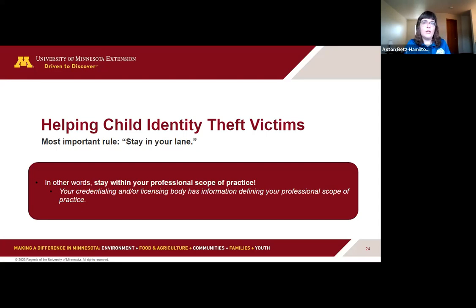So if you're a financial planner, you have to stay within the scope of financial planning. If you're a financial counselor, you have to stay in the scope of financial counseling. If you're a mental health provider, you have to stay within that scope. You can't be a financial counselor and go, well, I know some about mental health and treatment modalities, I can do that too. You got to stay within your scope of practice.